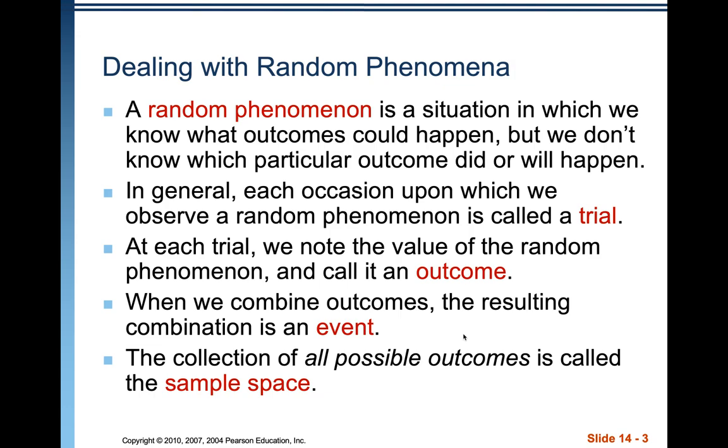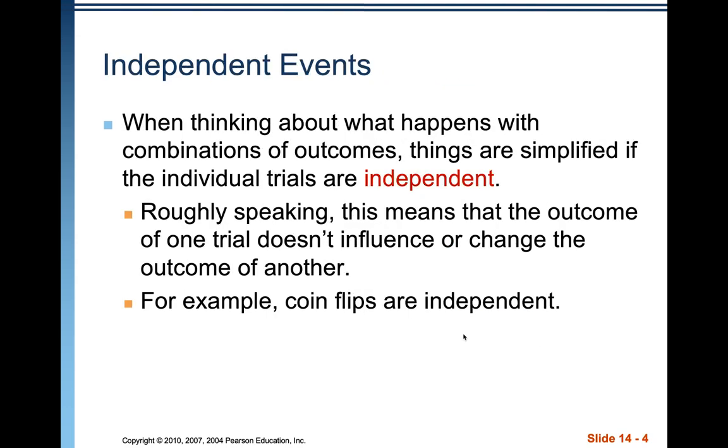When we combine outcomes, the resulting combination is called an event, and the collection of all possible outcomes is called the sample space. When thinking about what happens with combinations of outcomes, things are simplified if the individual trials are independent. Roughly speaking, this means that the outcome of one trial doesn't influence or change the outcome of another. One outcome occurring does not change the probability that the other outcome will occur. For example, coin flips are independent.